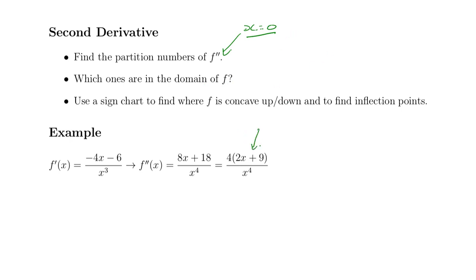And we've got one more right here. That's going to be -9/2. Cool. And the only one that's in the domain is this one, -9/2. So this one is possibly an inflection point. We still have to check to see if the concavity changes here, but this one does have a possibility of being an inflection point. So we'll build our sign chart again.